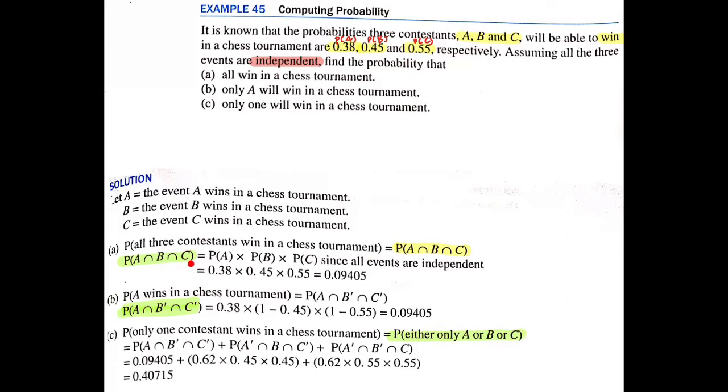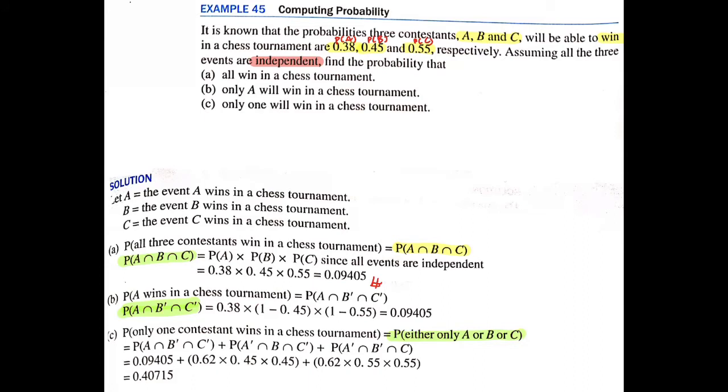Therefore, let's use the formula. Probability of A intersect B intersect C is just PA times PB times PC. So just take the probabilities and multiply them with each other. Then you will get the answer here, 0.09405. Let's look at the next question. Find the probability that only A will win the chess tournament.